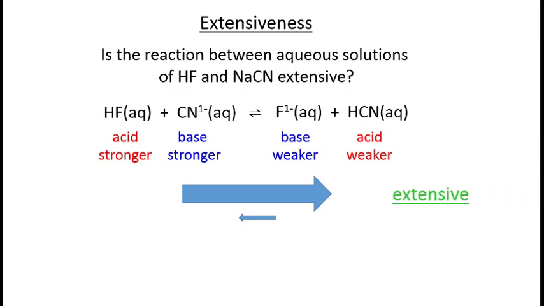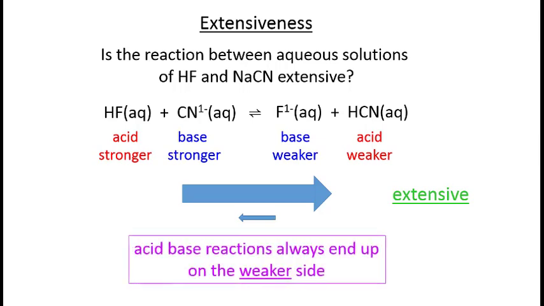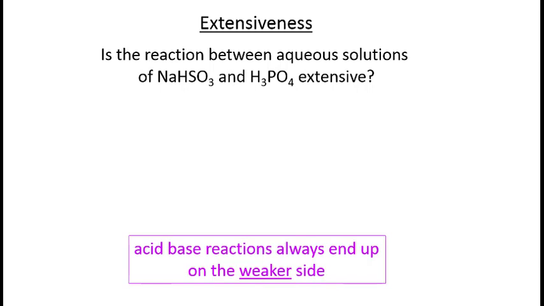This leads us to a rule of thumb. Acid-base reactions will always end up on the weaker side. In this case, the product side is the weaker side. This reaction ends up mostly products. It is extensive. Our next example asks, is the reaction between NaHSO3 and phosphoric acid extensive?